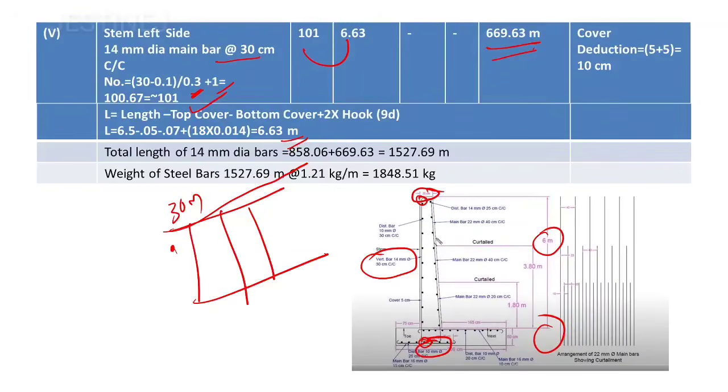and after that, you have to calculate the total length of 14 mm diameter wall bars. So here you can observe this one, it is going to be 40 mm diameter, and here 14 mm. So if you add up those values, you will get 1527.69 meter.